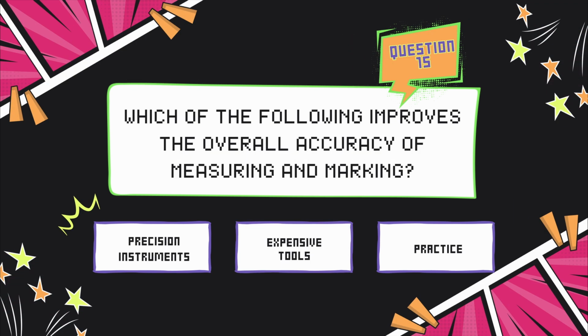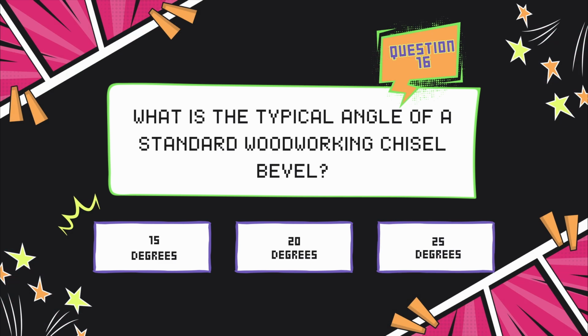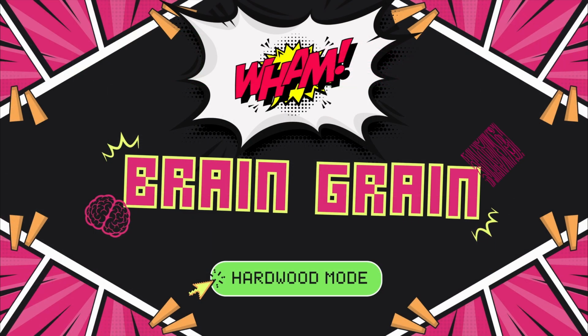Which of the following improves the overall accuracy of measuring and marking? Yep, it's practice. What is the typical angle of a standard woodworking chisel bevel? That would be 25 degrees.